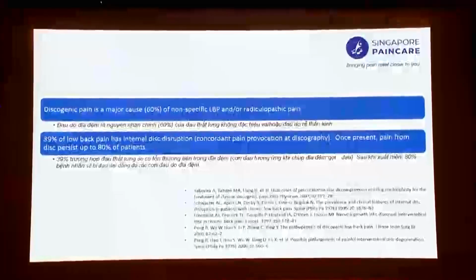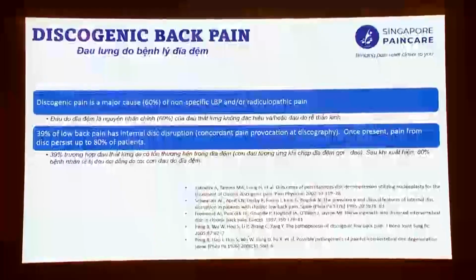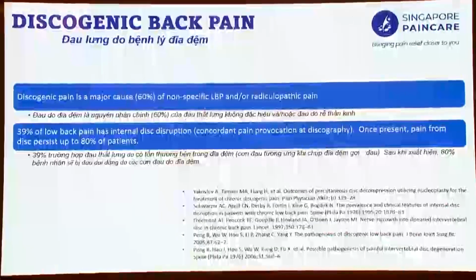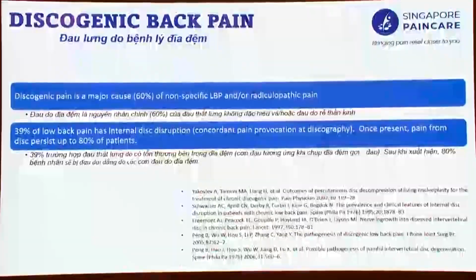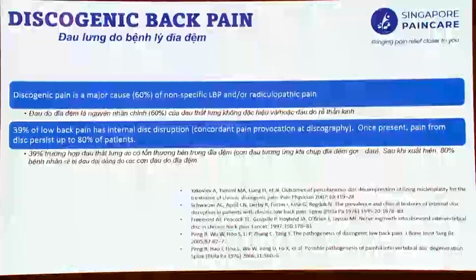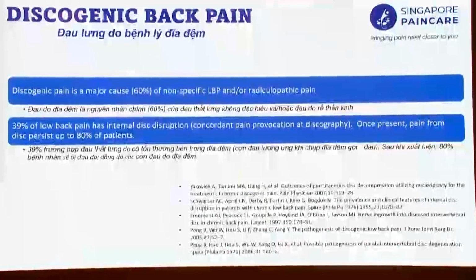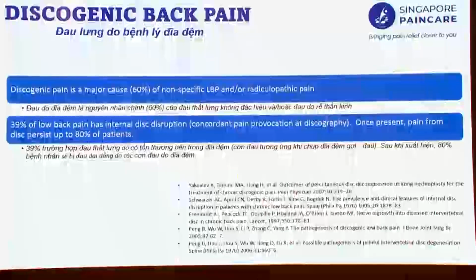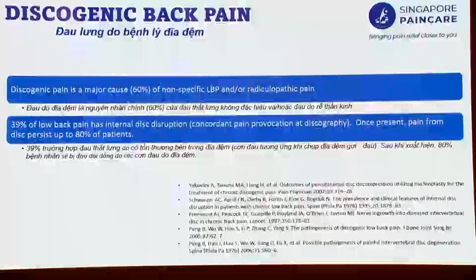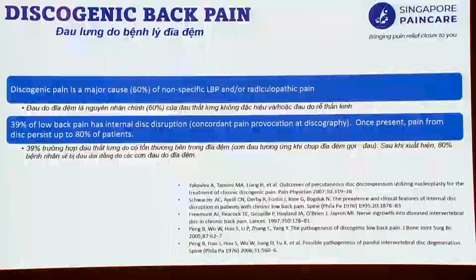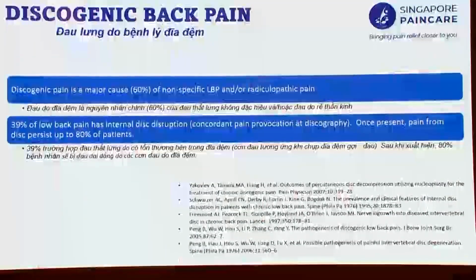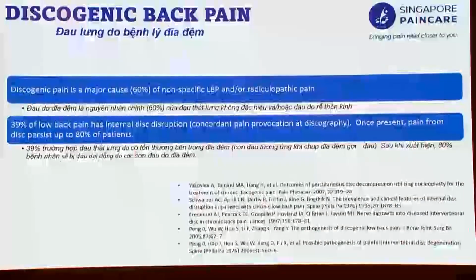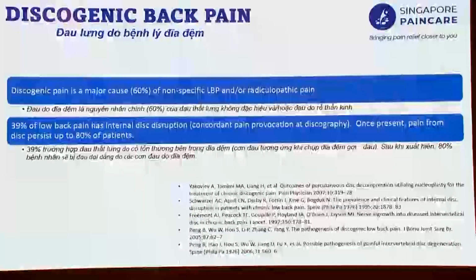So back pain itself is very common, right? And discogenic back pain is a major cause of non-specific low back pain as well as radiculopathy too. Up to 40% of back pain has some form of internal disc disruption, whereby when we define internal disc disruption, we talk about a concordant pain provocation at discography. Once the pain is present, this pain can persist for up to 80% of the patients.